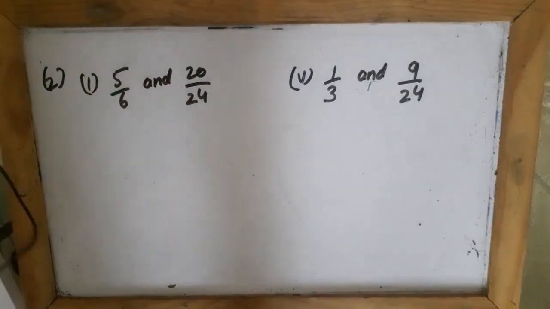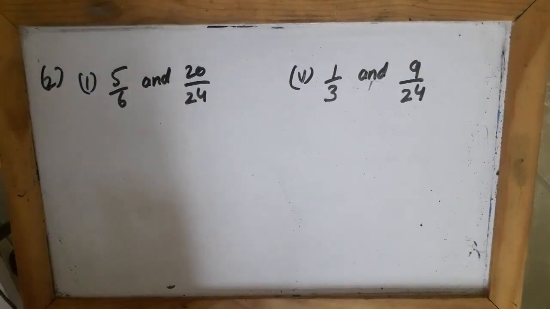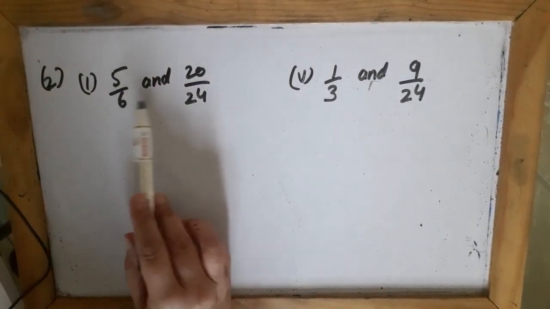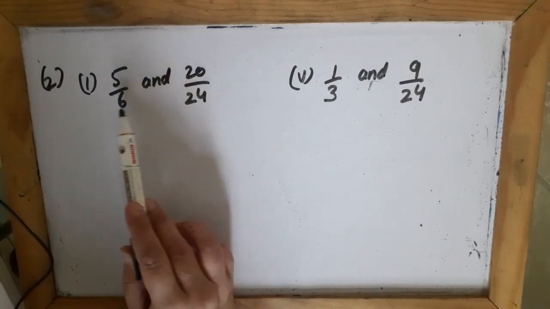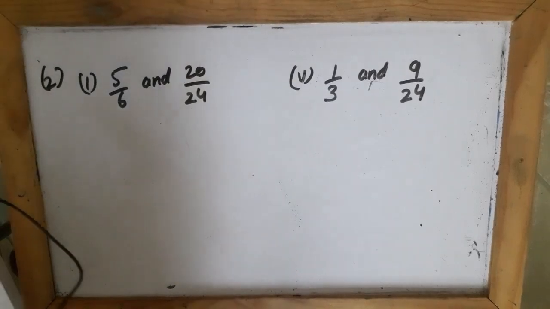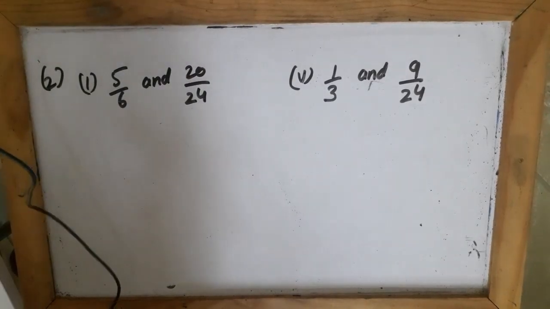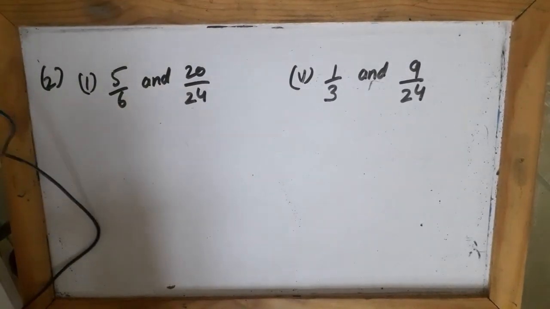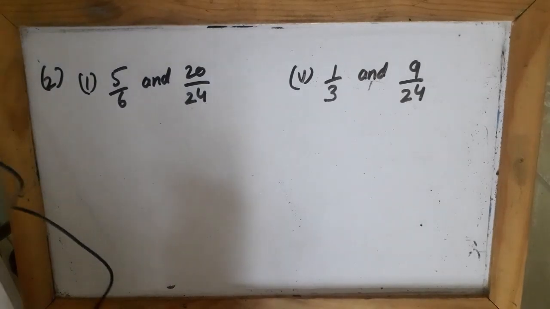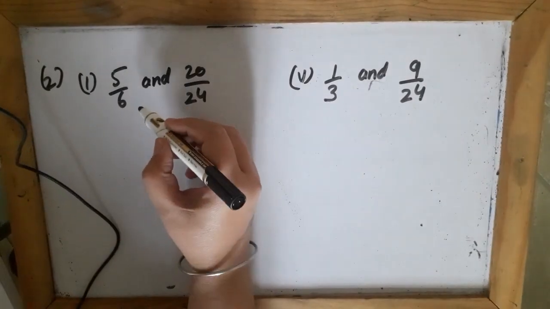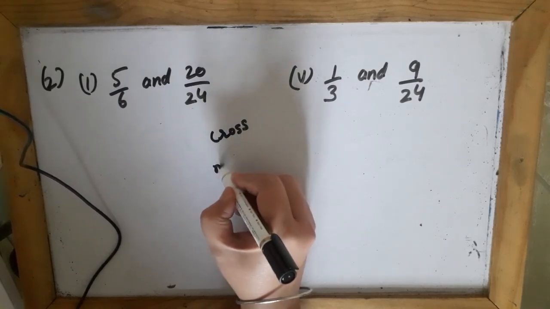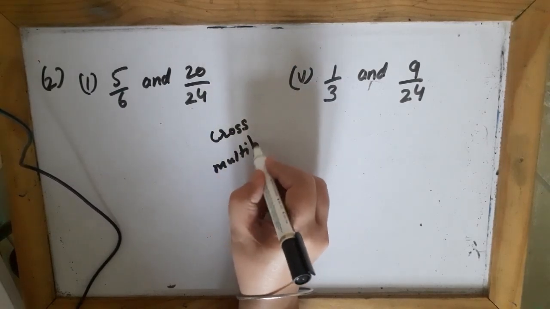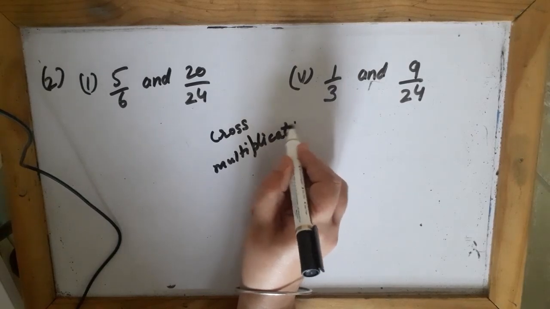Now come to the second question. In this they have given you a pair of fractions, means two fractions, and they are asking you whether they are equivalent fractions or not. Means whether they have the same value or not. Now how can I find this? The method which I can apply is cross multiplication. Which method will I apply? I will apply the method of cross multiplication.